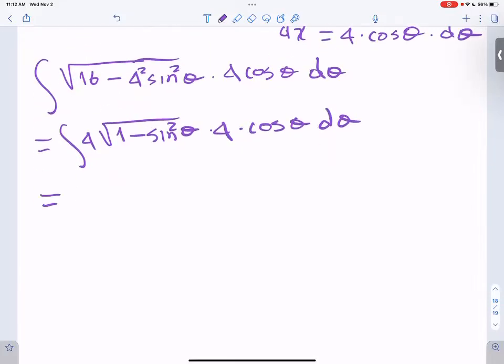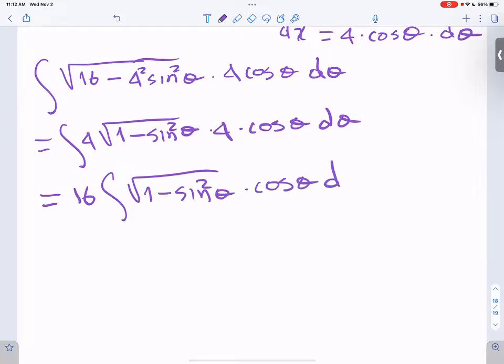Now 4 times 4 is 16. And then we have the integral of the square root of 1 minus sine squared of theta times the cosine of theta d theta. And now we have 16. 1 minus sine squared of theta is the cosine squared of theta. Now we have cosine squared of theta under the square root, which is going to be the cosine of theta.